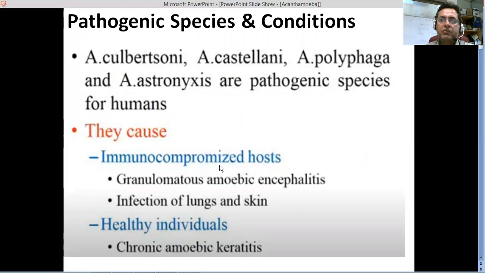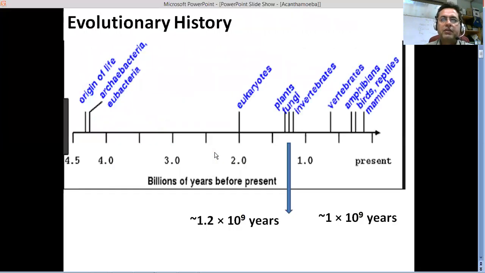Those individuals who have some kind of weaker immunity due to transplantation, grafting of some tissues, or due to some diseases like HIV, or due to taking some steroidal drugs, or some other conditions like cancers or heart disease. If people have these kinds of conditions, then of course they can develop this condition as a result of this parasitic infection. In healthy individuals, it causes chronic amoebic keratitis. We discussed that.